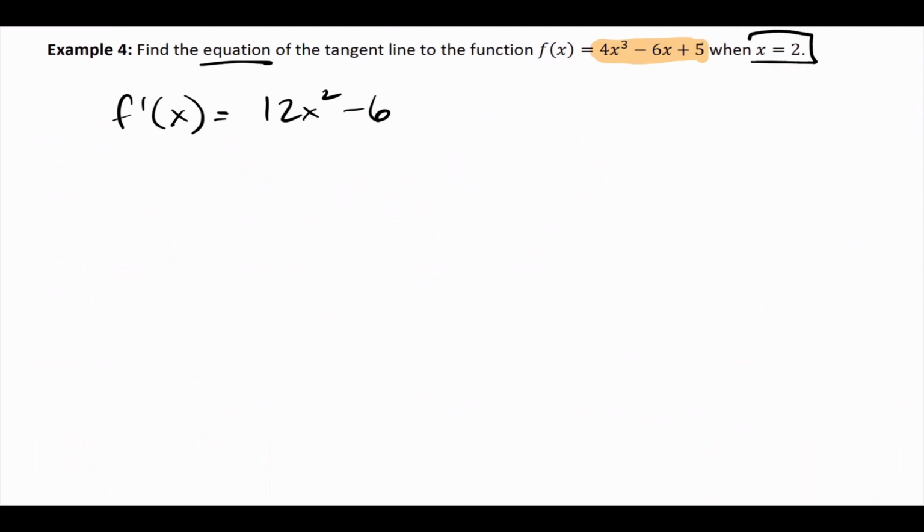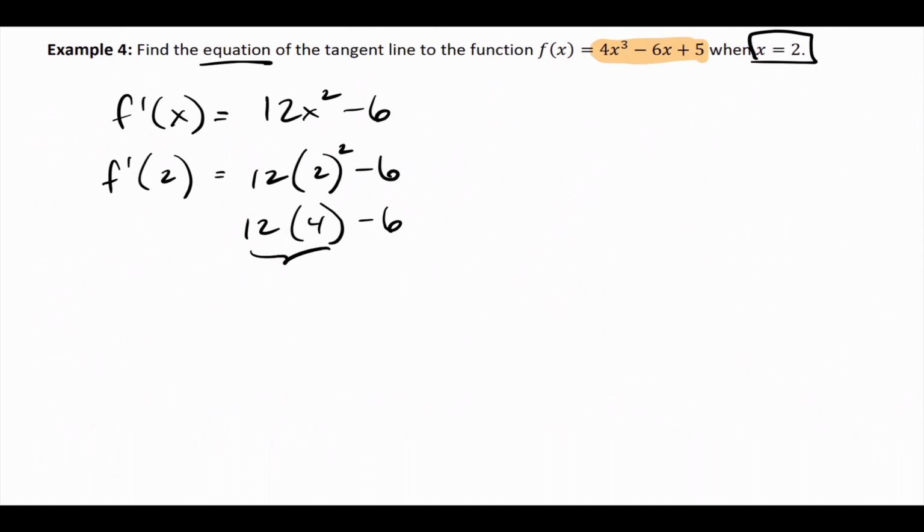To get the slope at 2, I have to plug in 2. Twelve times 4 minus 6, what is that? 48 minus 6, which is 42. That's the slope at 2. The slope at 2 is 42.